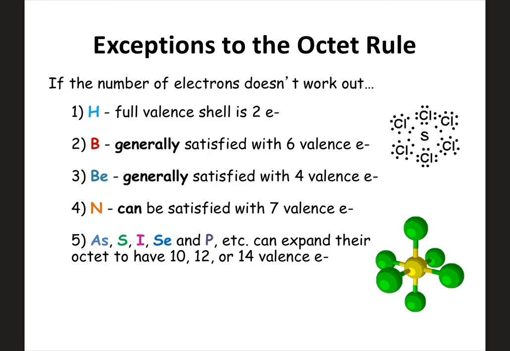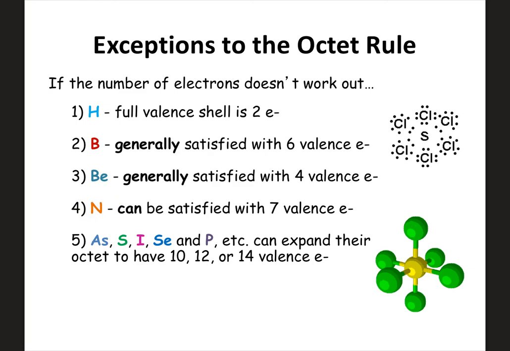Some other exceptions here. Boron is typically satisfied with just 6 valence electrons. This is just something you have to watch out for. And beryllium is happy with 4. So the way to remember this is just boron and beryllium will never double bond. When you're doing your dot structures involving boron and beryllium, usually the only way they would work is if you had double bonds with those guys. So you just got to remember they don't double bond, they just take less. And it's just something you got to practice.